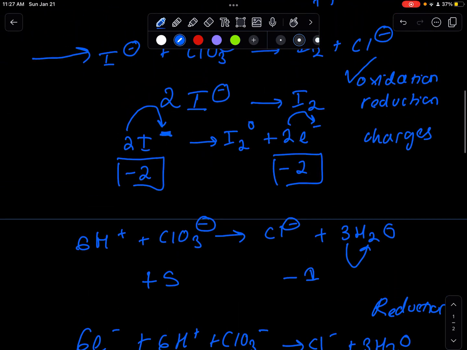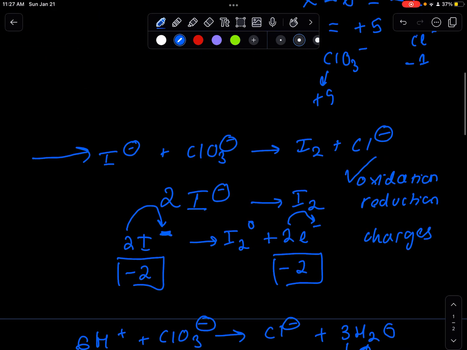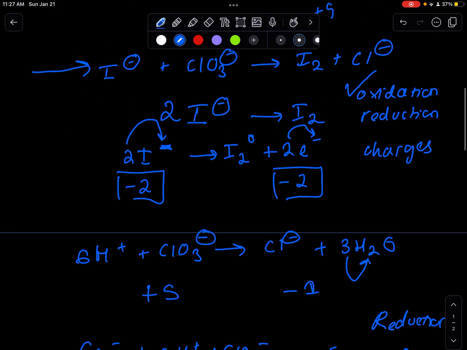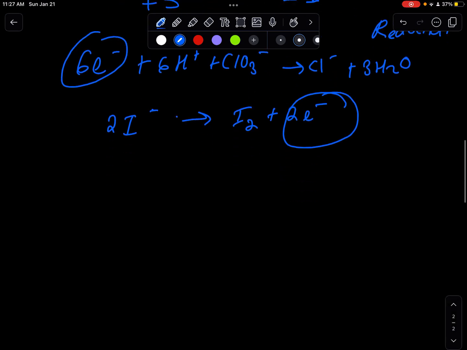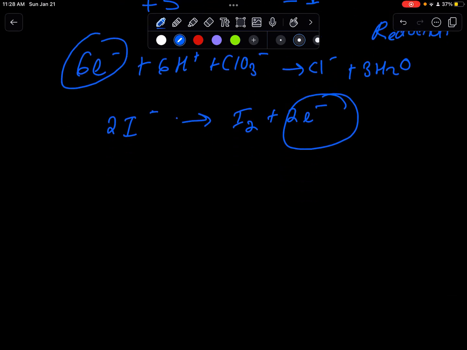But we have an overall reaction, so let's bring the other reaction here. Notice one small problem. We have 2 electrons here and we have 6 electrons here. How do we fix this? We need to multiply this equation by 3. The reason is that we need to make the number of electrons in this whole equation equal to the one at the top.